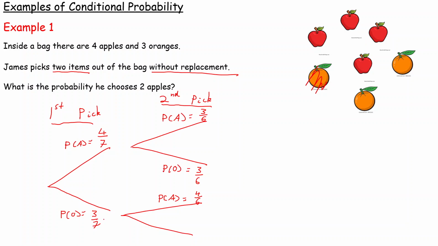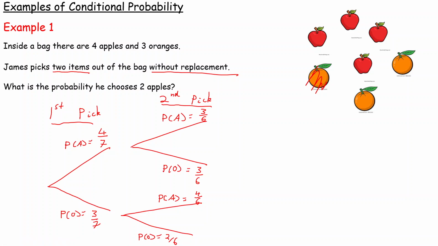But if he chooses an orange, that must now mean that for the probability of choosing an orange on the second pick, he's chosen one and not replaced it, got rid of it. There's now only 2 oranges left. So it's going to be 2 here out of, getting a bit cramped, sorry, out of 6. 6 pieces of fruit left. Oh, that's very cramped, isn't it? Let's write it. 2 out of 6.